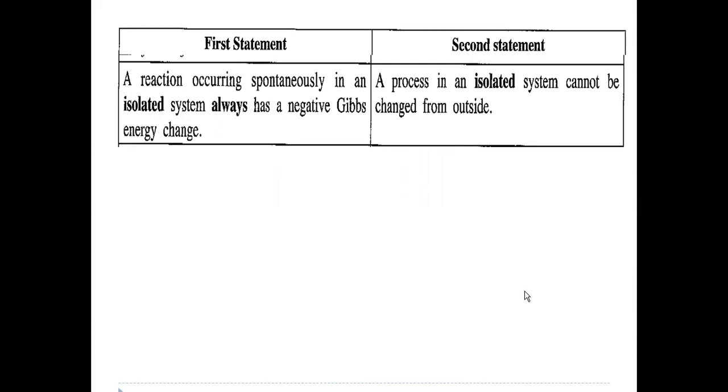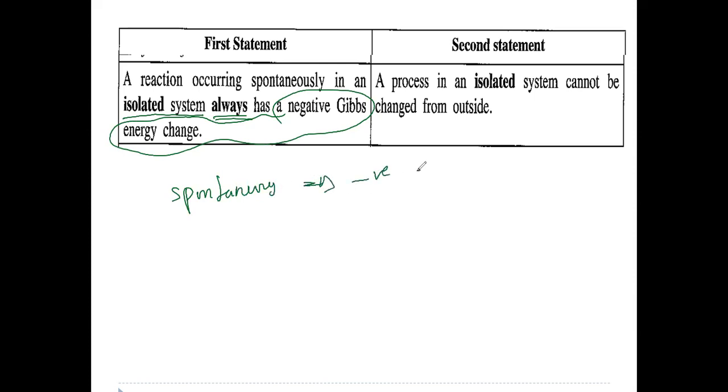This is a true-false statement question. This you usually get in your past paper for questions 41 to 50. So let's find which one is the true statement. The first statement: a reaction occurring spontaneously in an isolated system always has negative Gibbs free energy. The words are very important: one is isolated system, another is always negative. If it is a spontaneous reaction, you can say that Gibbs free energy should be negative. That should be the answer.